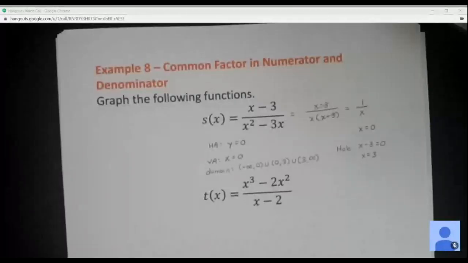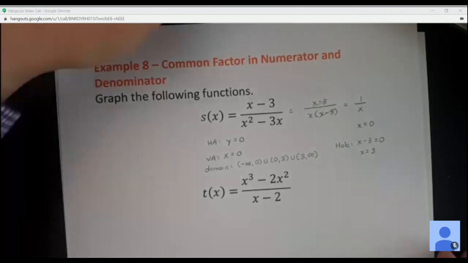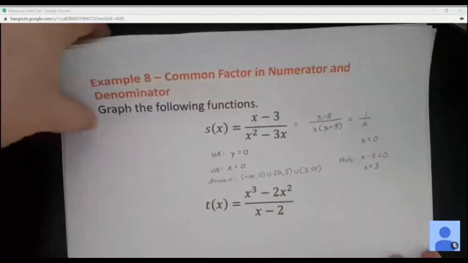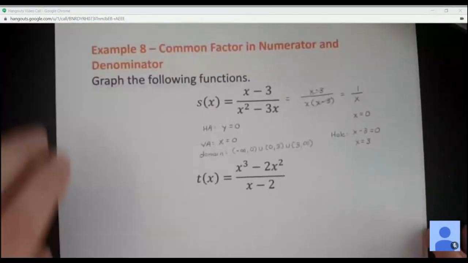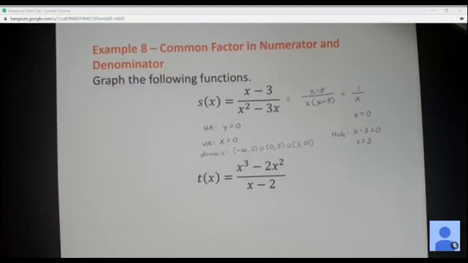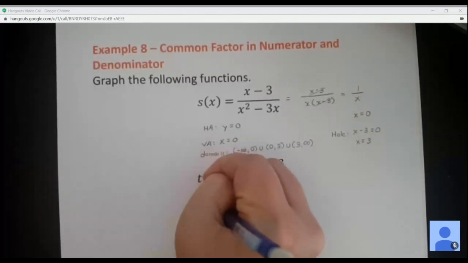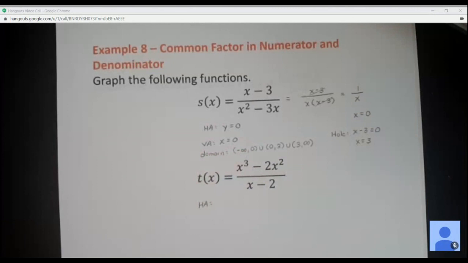All right. Let's look at the second one on this slide. It's the same thing. So I want to look for horizontal, vertical asymptotes in domain. And then if we end up with any holes, we want to find those also. So what do you want to do first? Okay, so let's look for horizontal asymptotes. So what are we going to have for horizontal asymptotes this time?